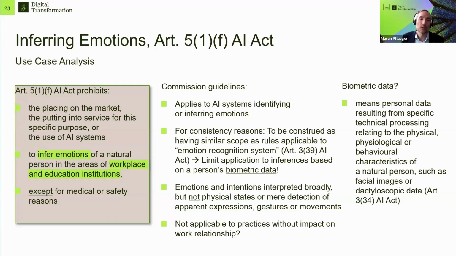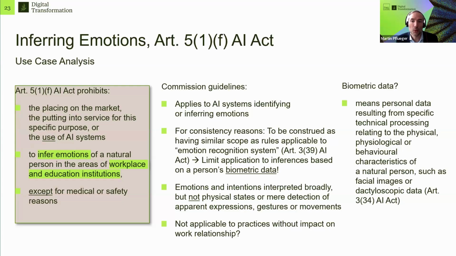However, the guidelines also state that for consistency reasons, while the text of the prohibition itself does not mention emotion recognition systems, which is a defined term under the AI Act, it should still be construed as having similar rules, at a similar scope, as those rules applicable to emotion recognition systems. Why is this important? An emotion recognition system is defined as a system that makes its inferences based on a person's biometric data. So also Article 5, letter F, will be applied in a context where the emotion recognition is based on biometric data of an individual.